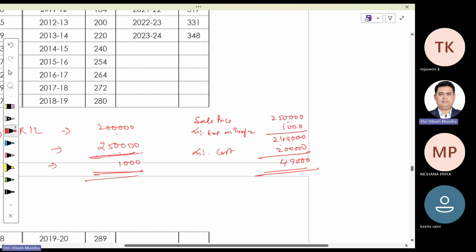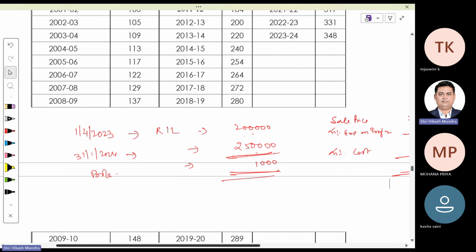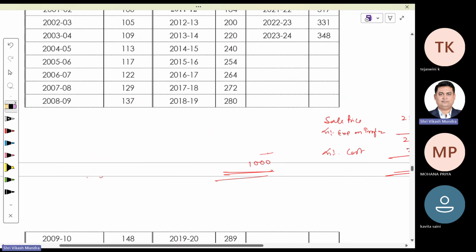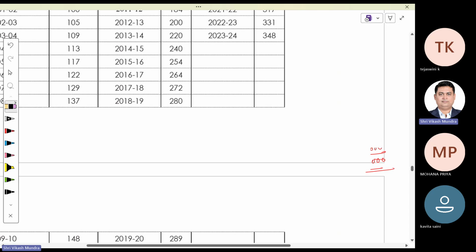This is if your capital gain is short term. So what do you mean by short term or long term? One of the easiest calculations in income tax law is computing capital gain, in some cases.